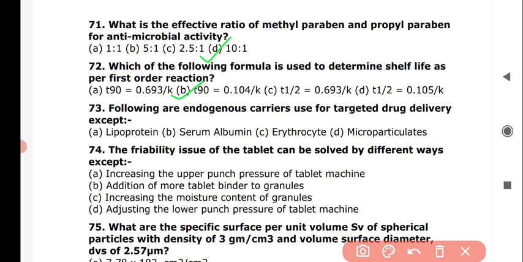Next question is, following are endogenous carriers used for targeted drug delivery system except, and the correct answer is option D, microparticulates. Next question is, the friability issue of the tablet can be solved by different ways except, and the correct answer is option D, adjusting the lower punch pressure of the tablet machine.